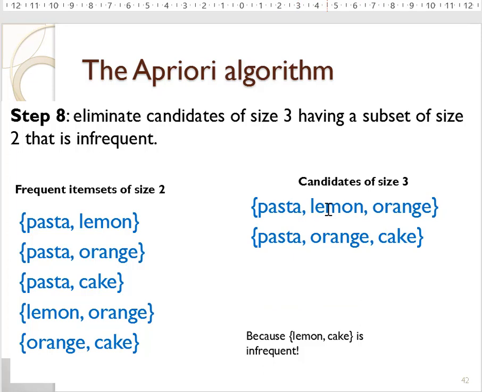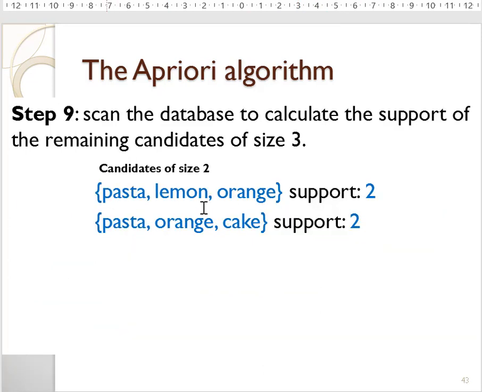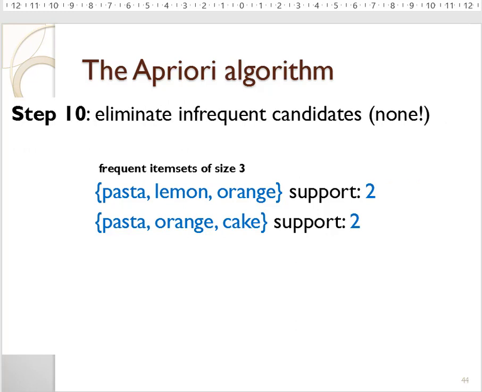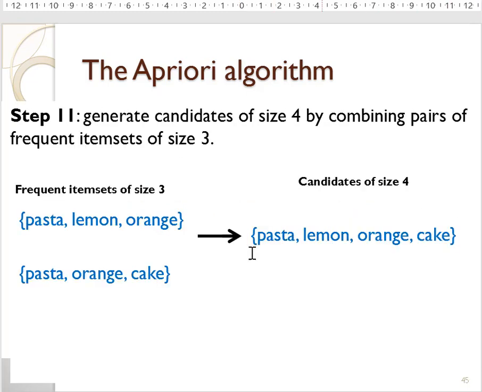So now we'll scan the database to count the support. So this is step 9. We read the database and find the support of pasta lemon cake is 2 and pasta orange cake is 2. Okay, so all of them are frequent, so we output them to the user. So now we have the frequent item set of size 3.